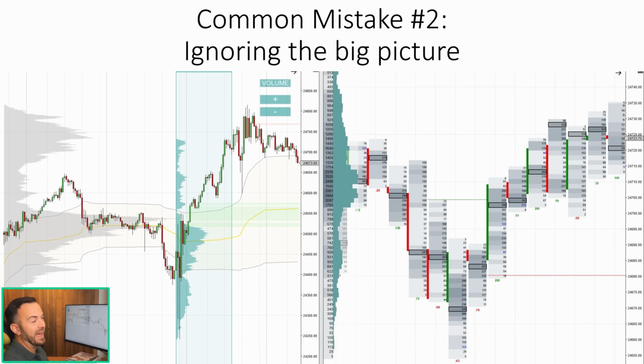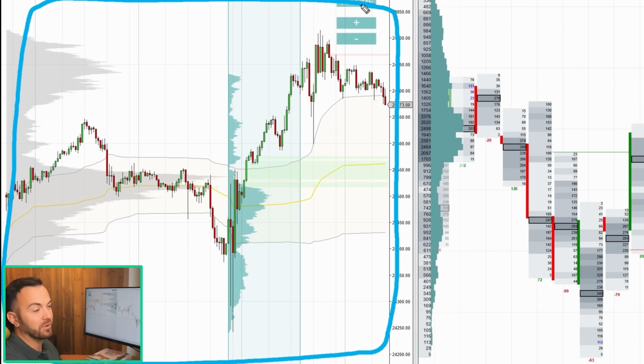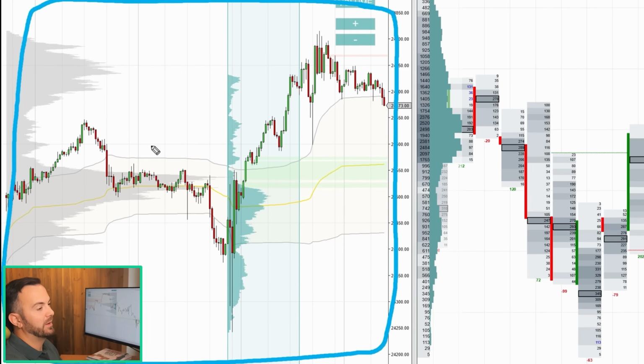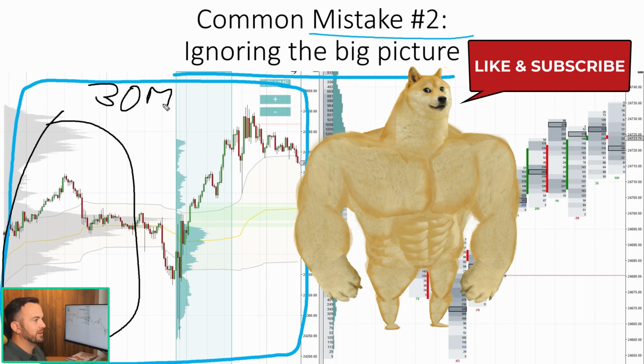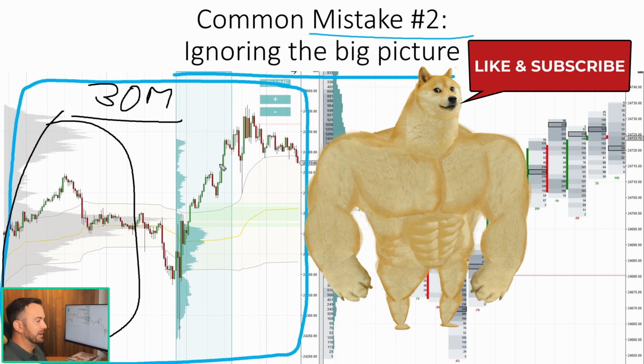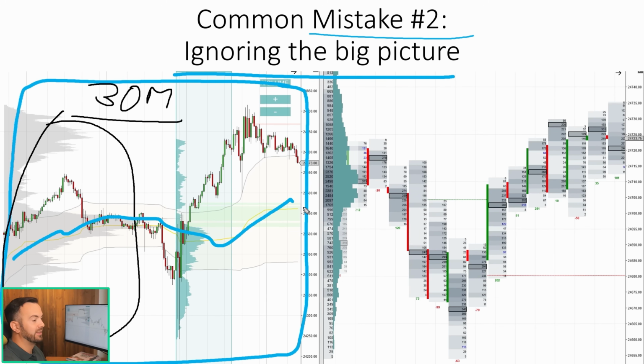What comes hand in hand with that is mistake number 2, ignoring the big picture. That's why I think it's very important to have a chart like this on one of your screens, where you see the big picture, where you have weekly volume profile, where you have, let's say, a 30-minute time frame, and you can also have a weekly view or something similar, which is showing you the bigger picture, right? You need to see what's going on from the bigger perspective before you dive into the details of order flow.